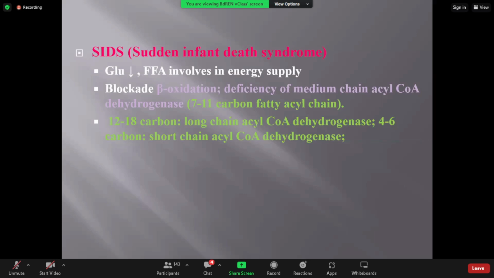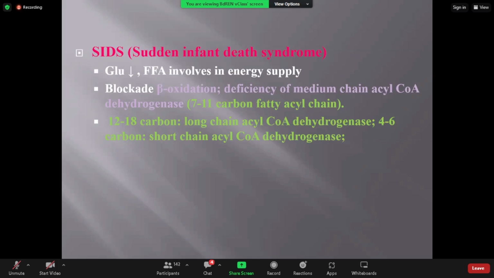Why does the infant die? Because glucose is the supreme source of energy for all living individuals. It may be an adult man or it may be an infant. So glucose is the ready-made source of energy. So first you get the energy from glucose. So if the level of glucose goes down, then the body hunts for energy from the fatty acid, or fatty acid oxidation.